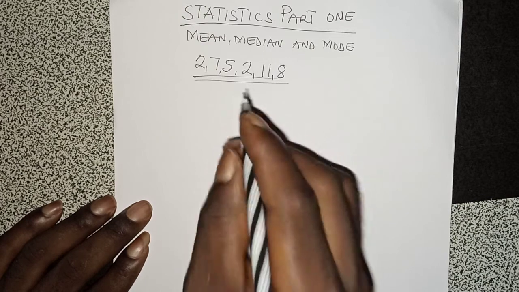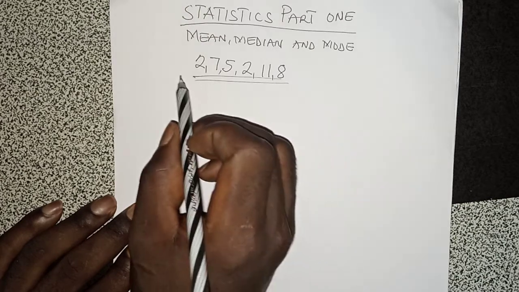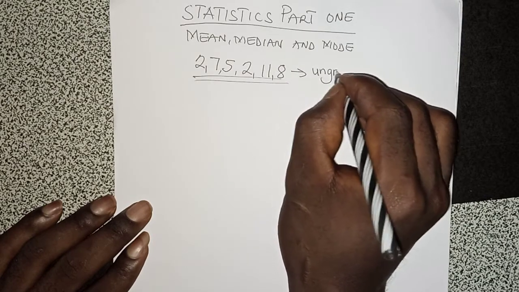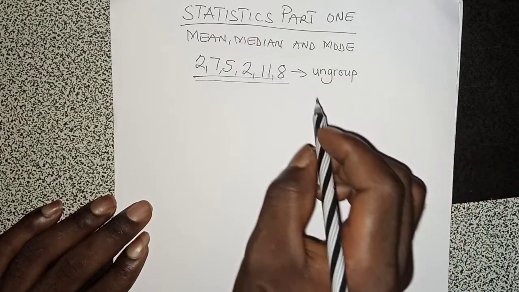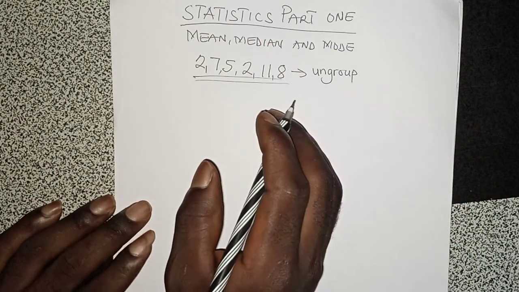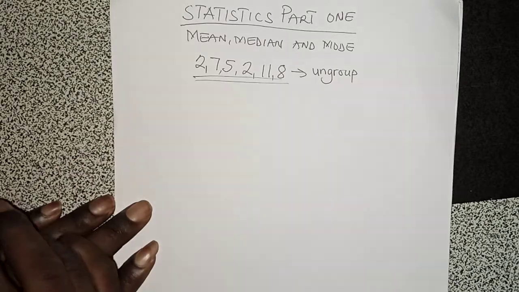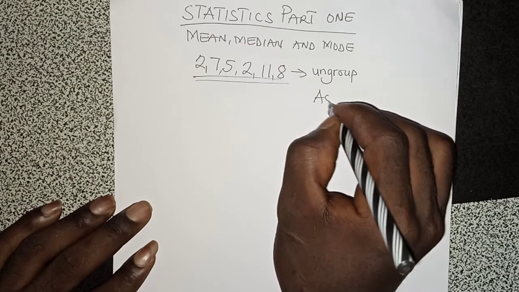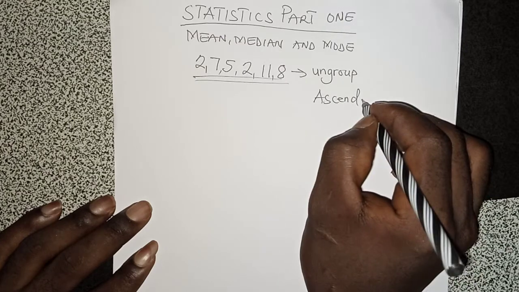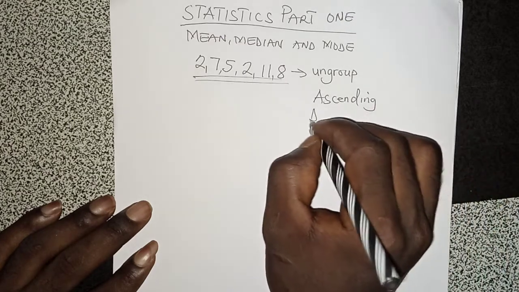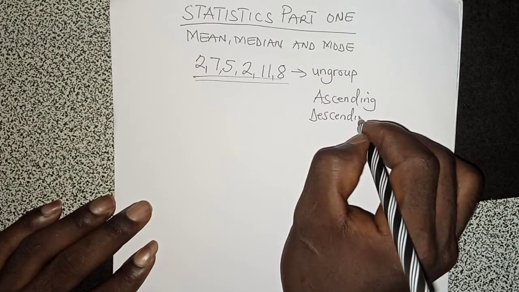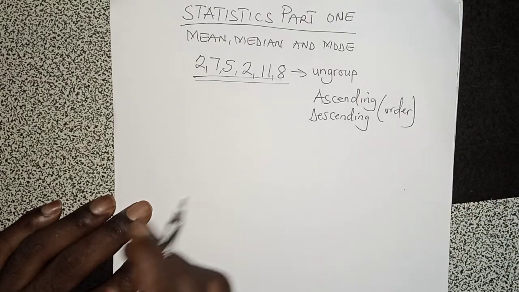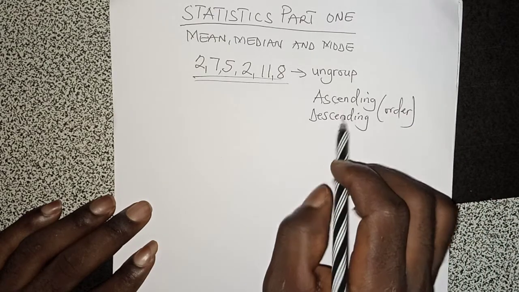Before we go about working with this data, what we need to observe first is that this data is ungrouped data. In other words, it's not a range. So there are basically two ways to arrange data. You either arrange the data in ascending order, or you arrange it in descending order. You can arrange data in the ascending order or the descending order.